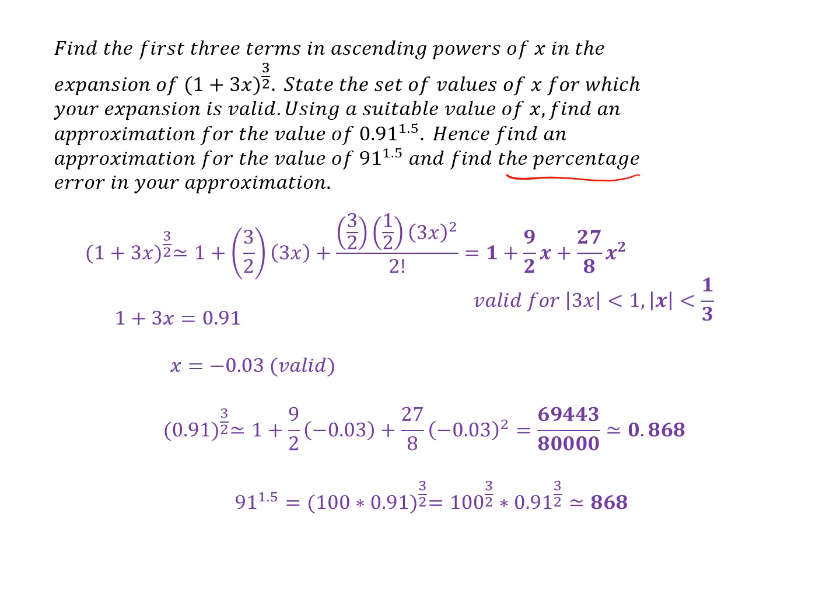Finding the percentage error in the approximation is using the formula estimate minus actual divided by actual times 100%. So you can see a pretty good estimate, less than around about 0.01 of 1%. Okay, so there we are.